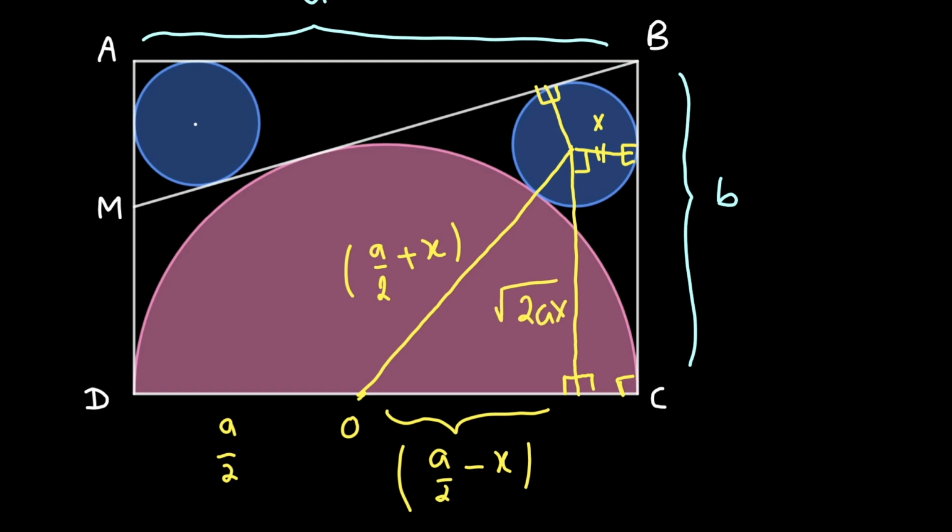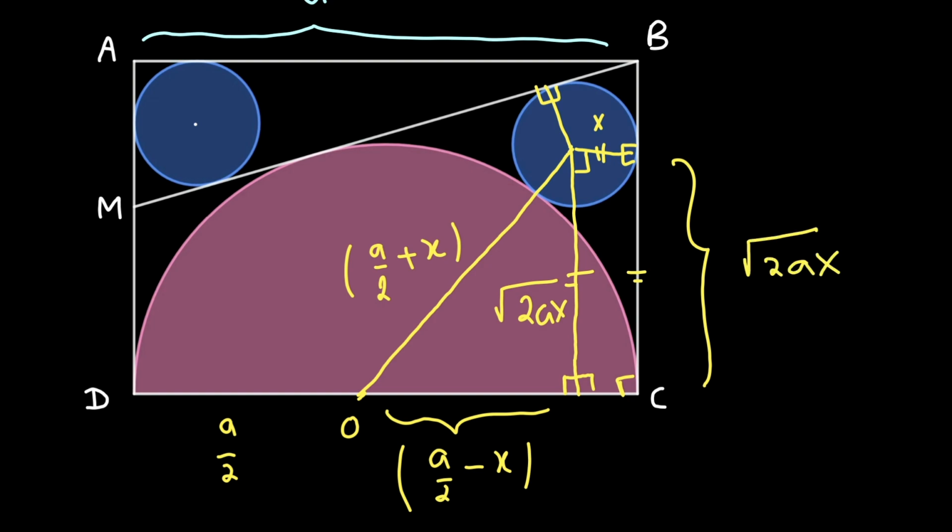Now recall that we have got this quadrilateral as a rectangle. In a rectangle, opposite sides are equal. Therefore, this length would be equal to this length. So let me just remove this b from here. So the distance from this perpendicular to this point C is going to be square root of 2ax.